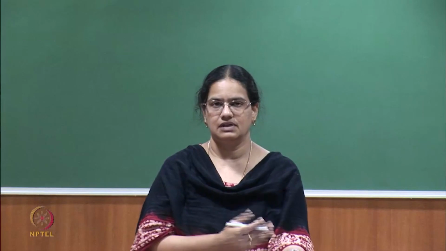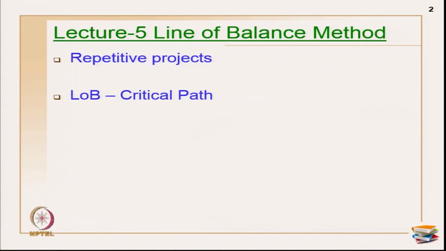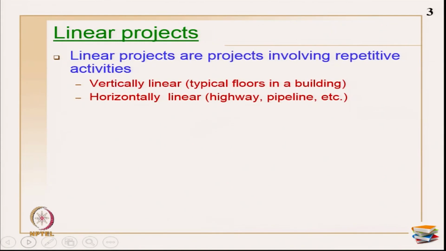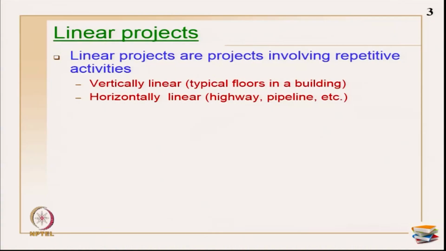Before that, we will have a short introduction on what repetitive projects or linear projects are all about. Linear projects are projects involving repetitive activities. They can be repetitive vertically or horizontally. Vertical repetitions are primarily not linear, for example, typical floors in a building. Horizontal repetitions can be highway projects, pipeline projects and so on.